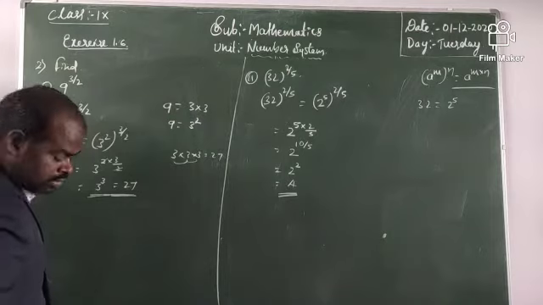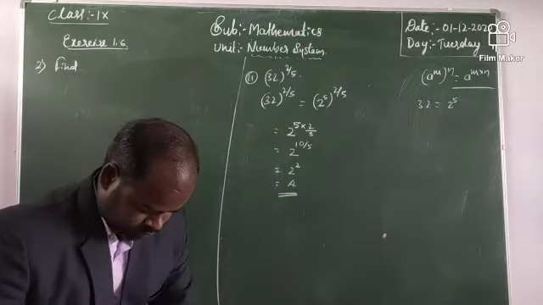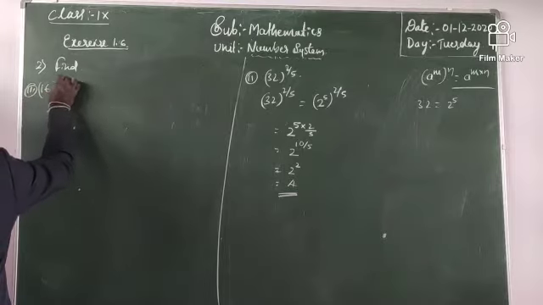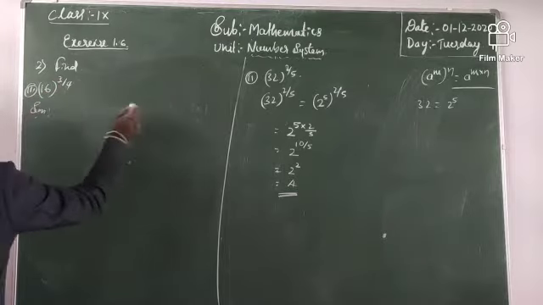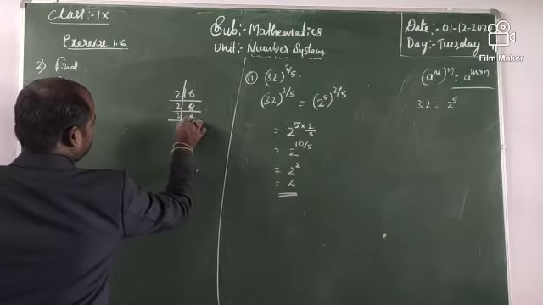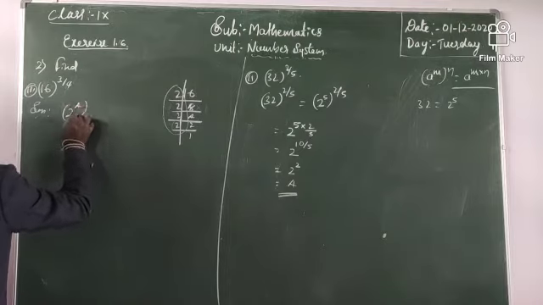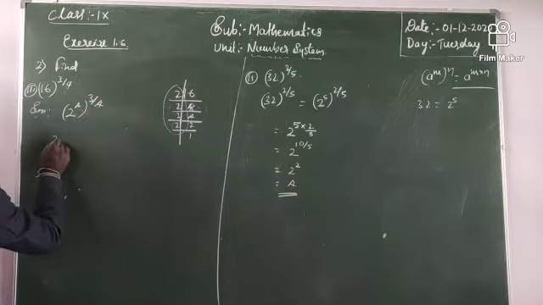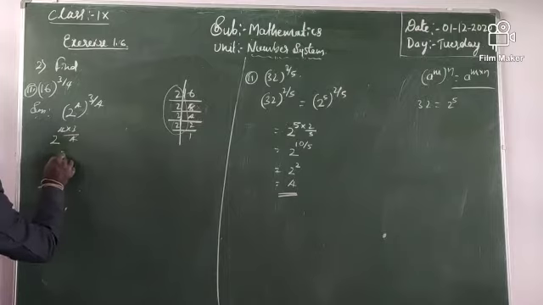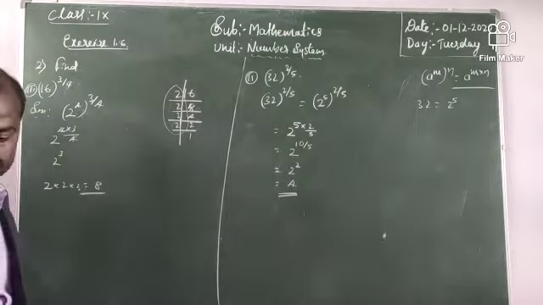Okay, and next, one more problem of this kind, the third one: 16 to the power of 3 by 4. 16 we can write as 2 to the power of 4, since 2 16s are 32, 2 8s are 16, 2 4s are 8, 2 2s are 4, and 2 1s are 2. So 2 to the power of 4, to the power of 3 by 4, is 2 to the power of 4 into 3 by 4. The 4 gets cancelled. That is 2 cube, which is 2 into 2 into 2, equals 8. This is our answer.